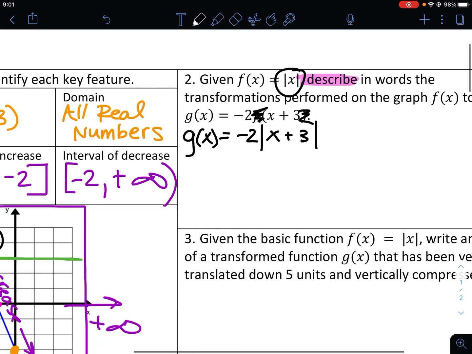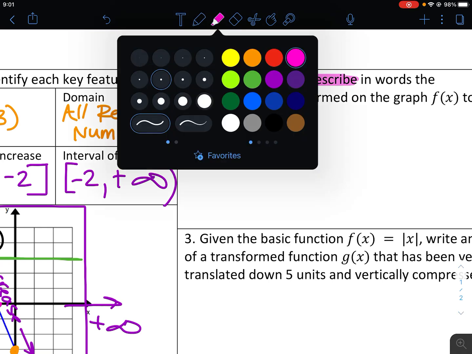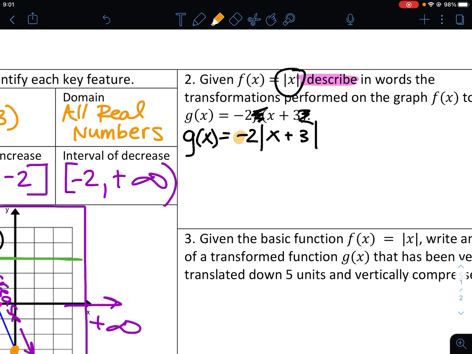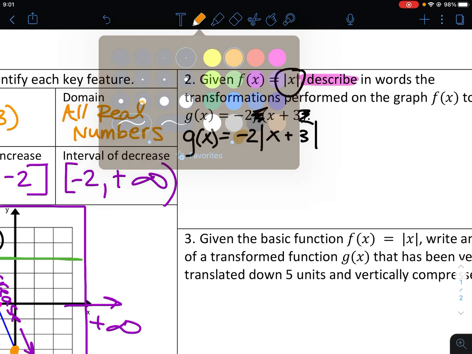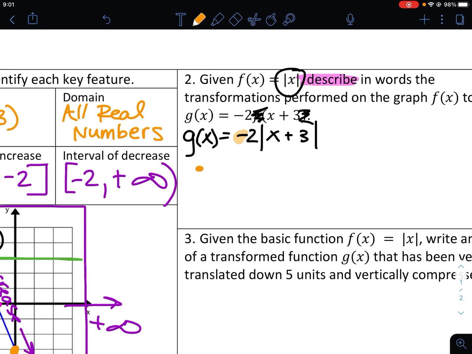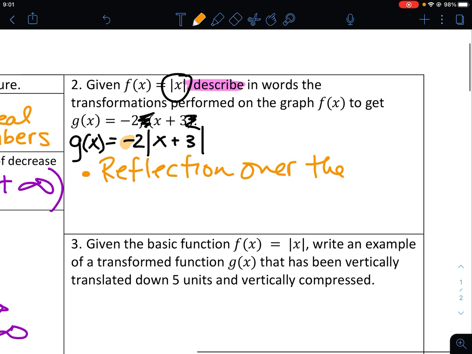Now, the negative I will highlight in orange, and then I'll write in orange. The negative tells me that I had a reflection over the x-axis. Please make sure that you specify that it's the x-axis. We can reflect over lots of places. The x-axis is just one of them.